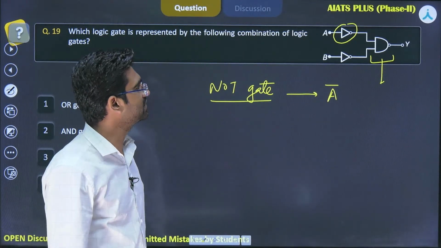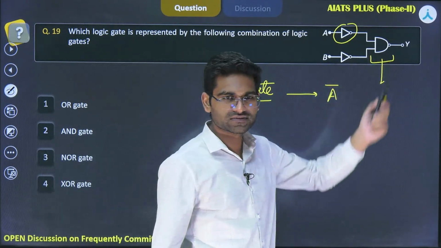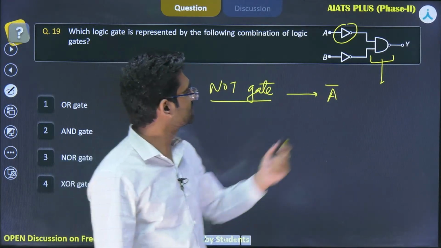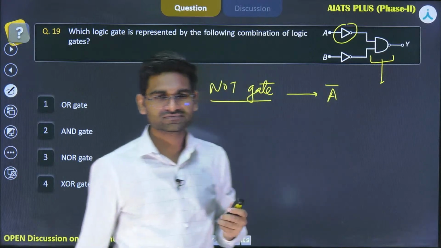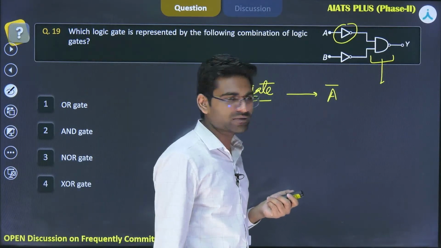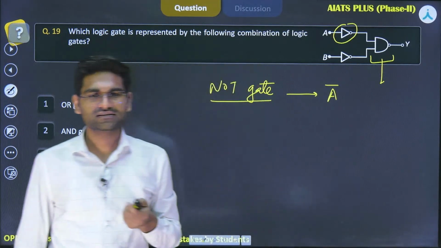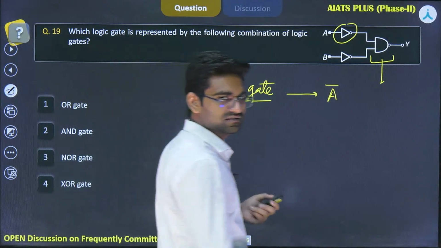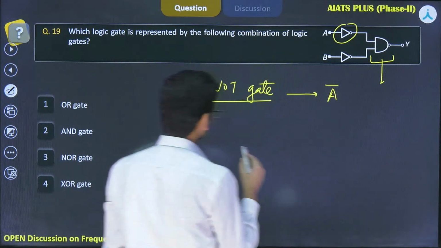Anyone? Lucky? Which gate is this? NOR? This one, this one. Riddhi Brata? Yamraj? You were also there, right, initially? Which gate is this? This is NAND. This is AND, na?